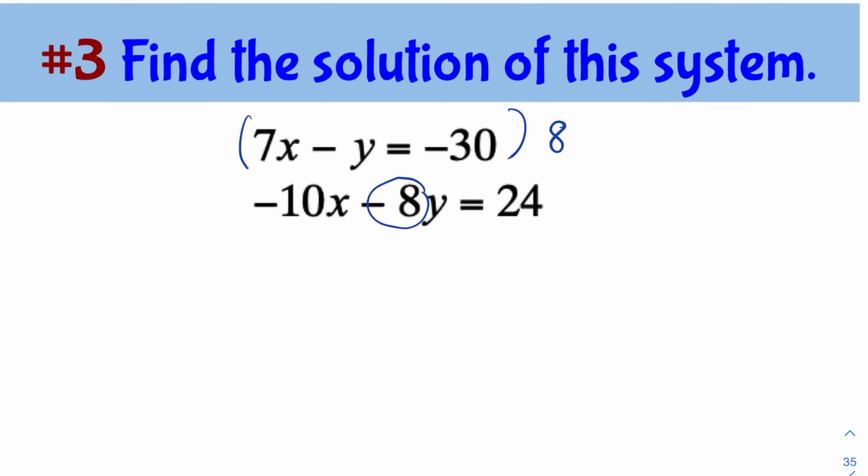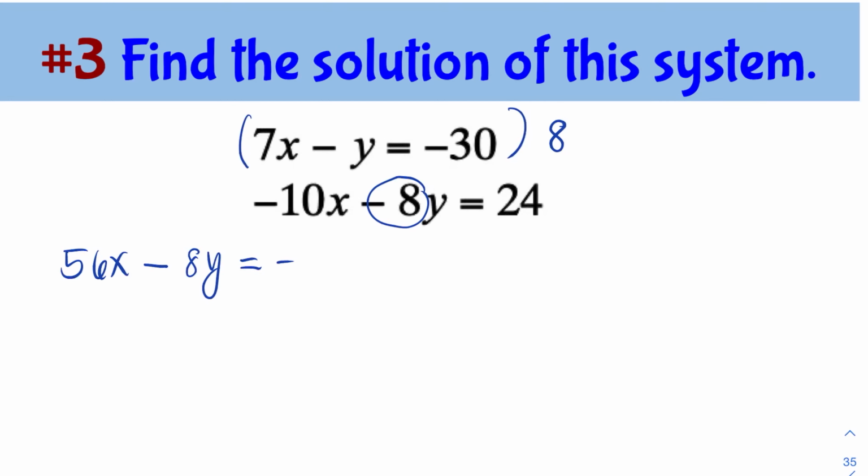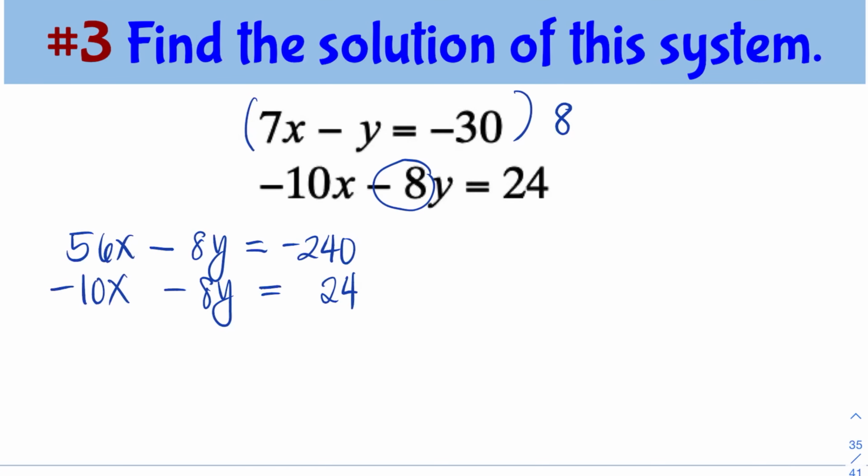Make sure you multiply each of the terms by 8. So now we need to rewrite the first equation. 7x becomes 56x, because 7x times 8, minus 8y becomes minus 8y, and negative 30 becomes negative 240. Now I will just copy the negative 10x minus 8y is equal to 24. Now we need to subtract the second equation from the first equation to eliminate the variable y.